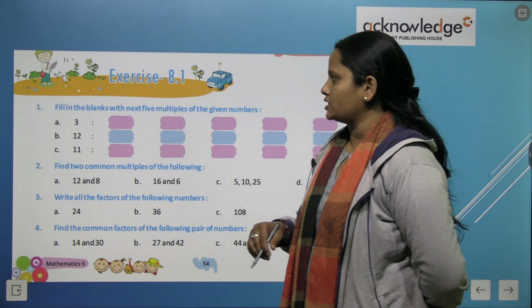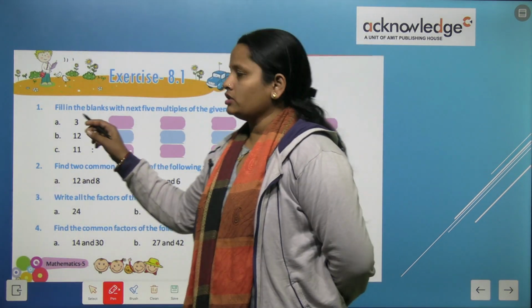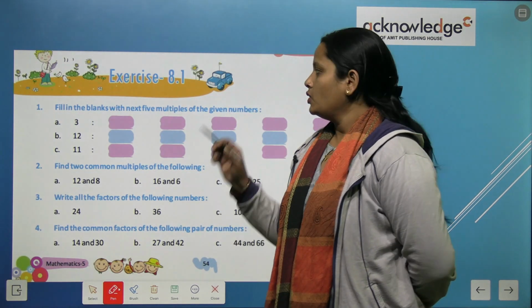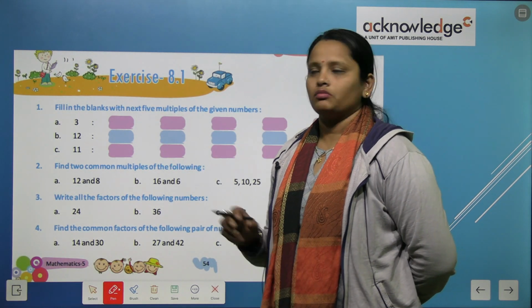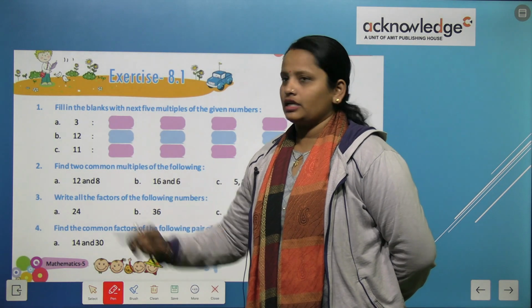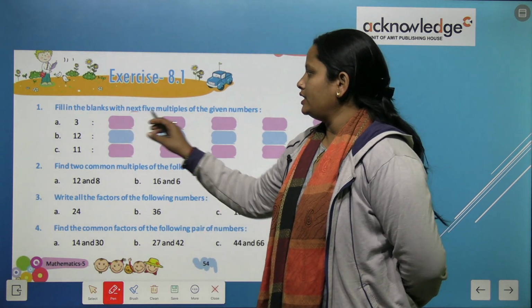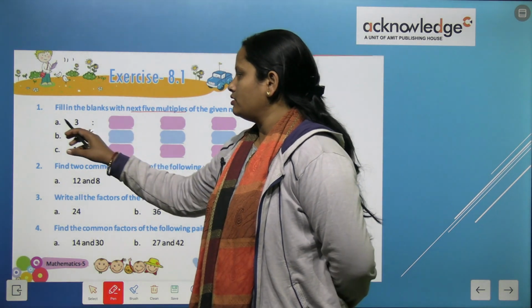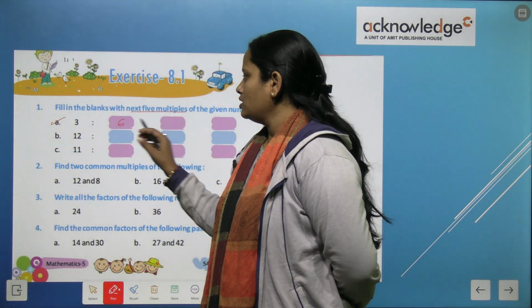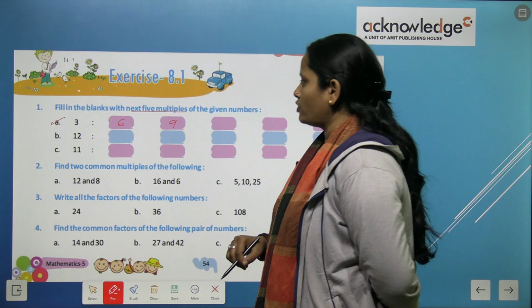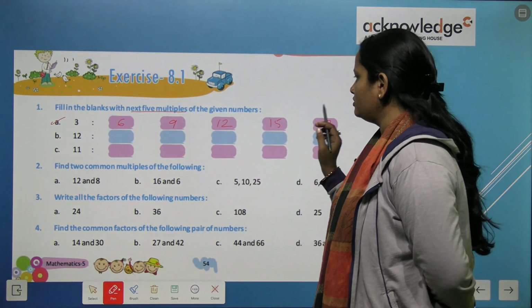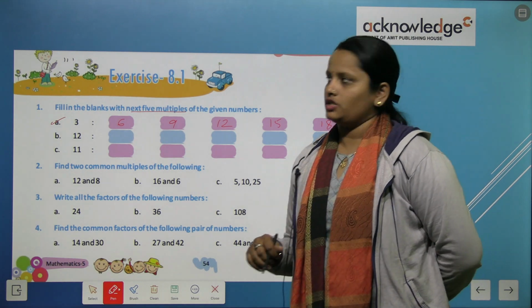Now let's do this exercise 8.1. So here children, the first question is fill in the blanks with the next 5 multiples of the given numbers. ये जो numbers दिए गए हैं इनके क्या करने हमें next 5 multiples निकालने means table. So let's write down, do this first one. The next multiples of these numbers are 6, 9, 12, 15 and 18.